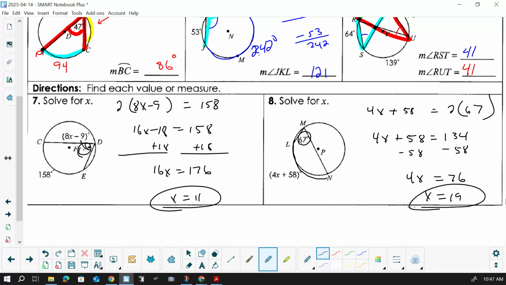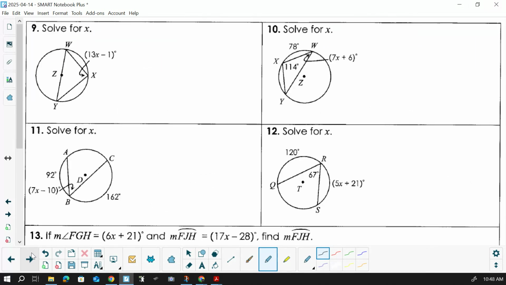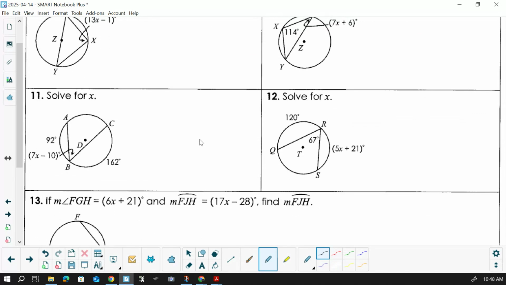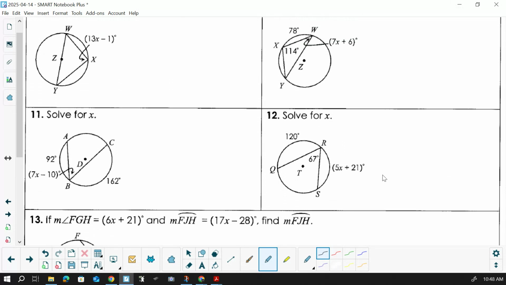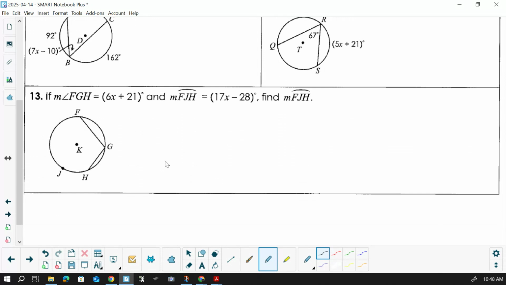Okay, let me go to the next page. We won't do all of these, but let me do at least a few more of them. These next few here are basically the same, so I'm not going to do all of these. Let's hold off on that.